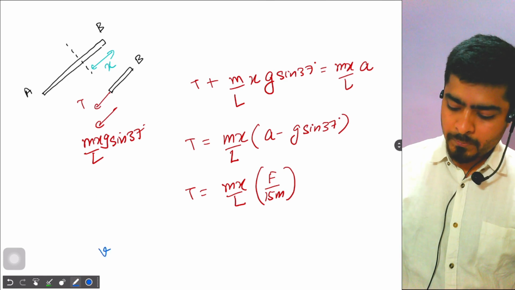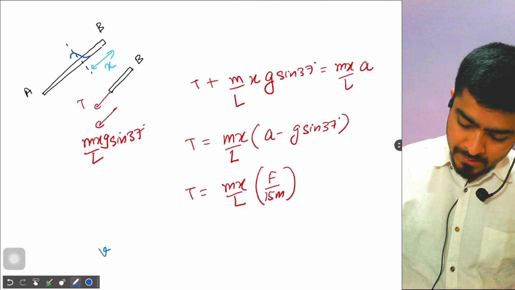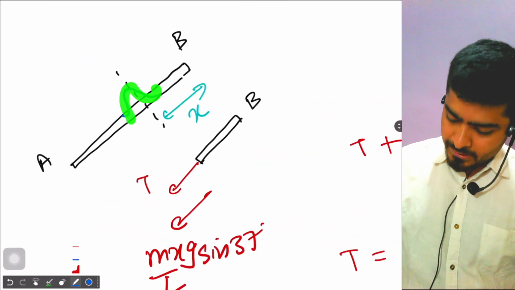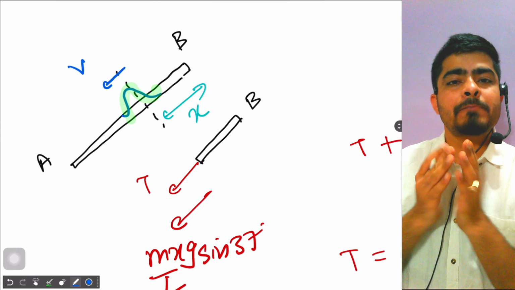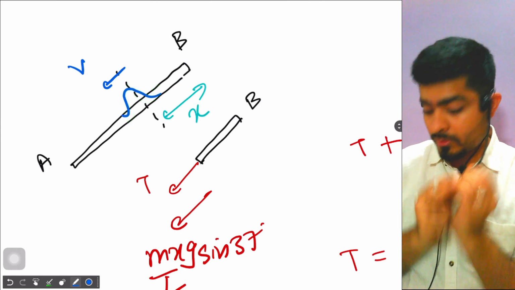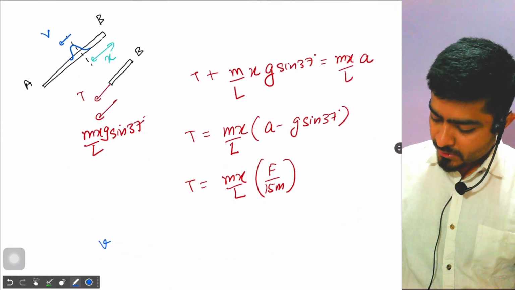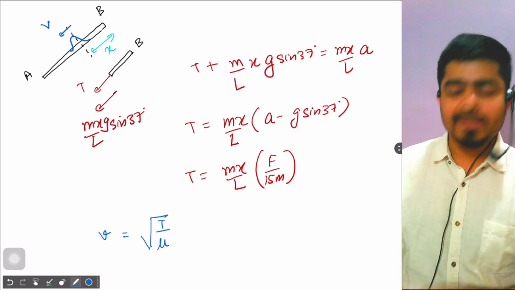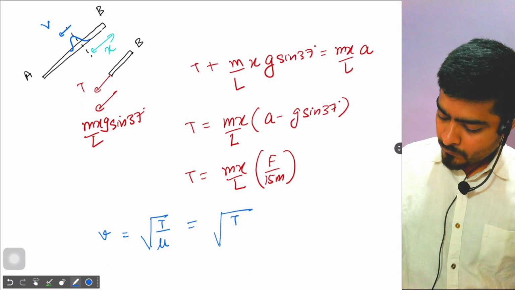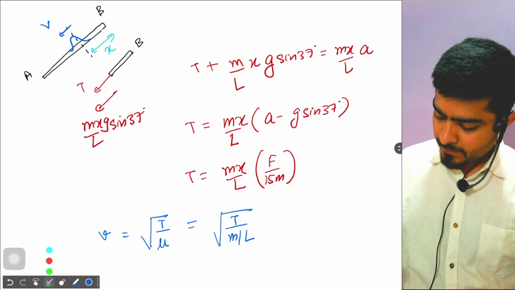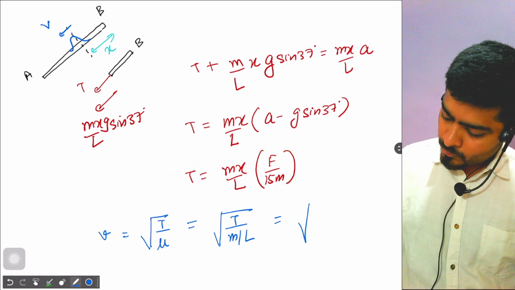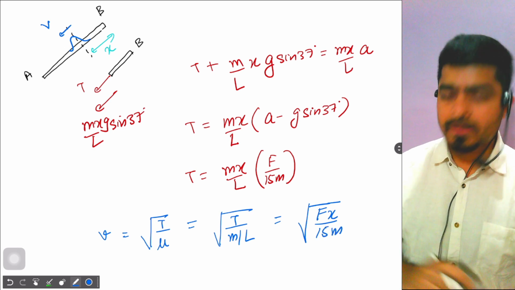Now velocity of the wave pulse will be how much? When a wave pulse is crossing the rope from this point, it will have some velocity v with respect to the rope. Velocity v is with respect to rope. So velocity v will be equal to under root of T by mu, where mu is the linear mass density. So under root of T divided by m by L. And from here, this will be equal to root of Fx by 15m.